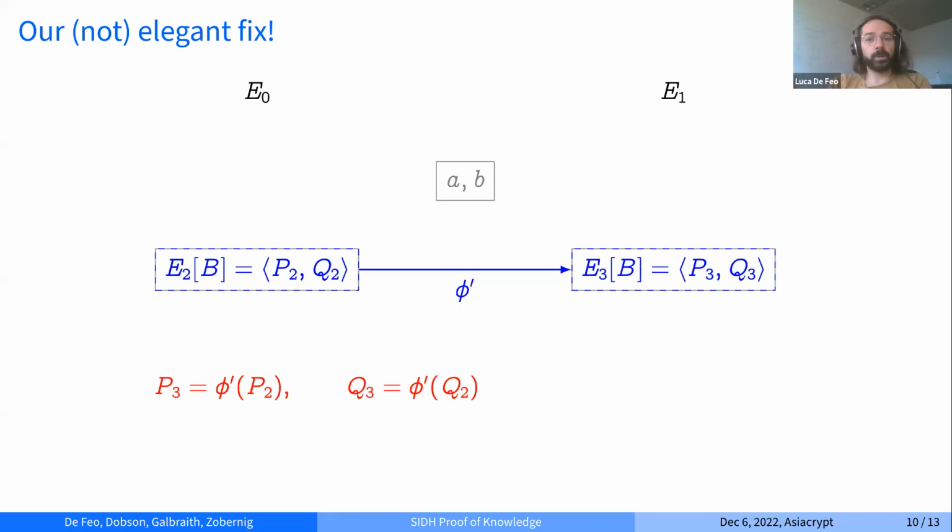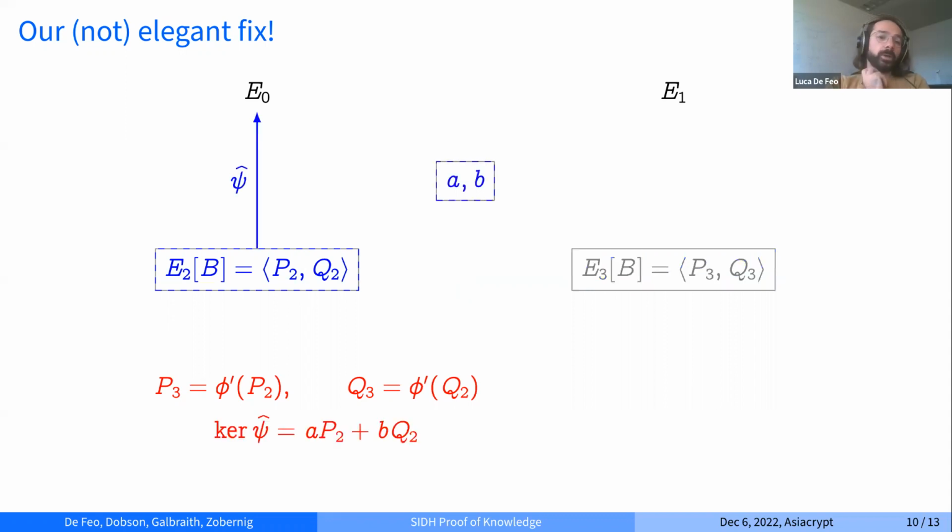Let's look at the other two openings. When I get challenged with revealing the left side of the square, I will reveal the dual isogeny rather than the isogeny. I will reveal the isogeny that from E2 goes to E0. So anyway, when you have an isogeny, you can always think of it as going both ways. It's computationally the same thing. And so in this case, what I will do is that I will open the commitment to the torsion basis P2, Q2, and I will also open the commitment to the pair of integers A, B. And what the verifier will check is that the kernel of psi hat, the kernel of the dual of psi, is the linear combination of P2, Q2 described by the coefficients A and B.